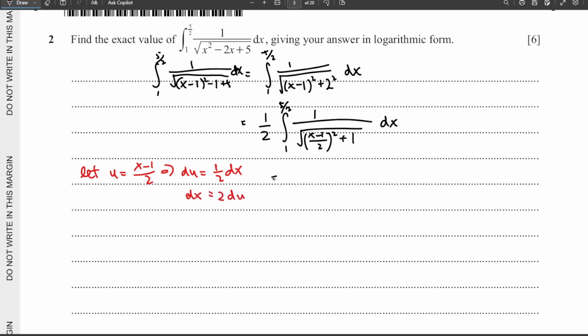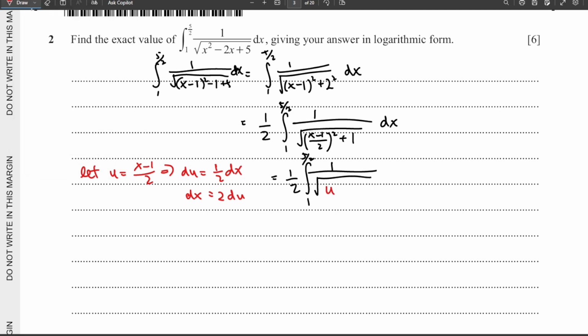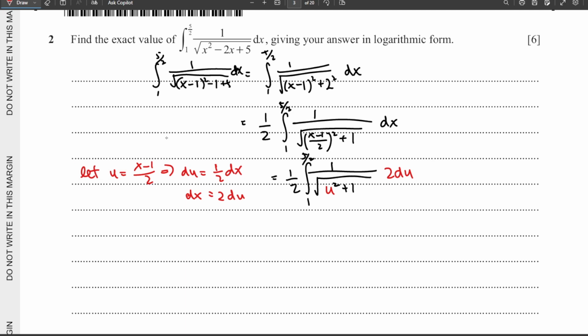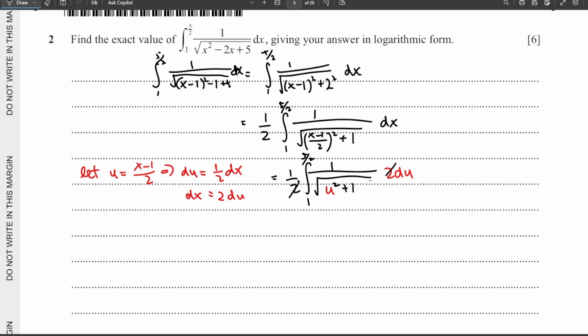Okay, now we can substitute. So we have half of the integral from 1 to 2.5 of 1 over the square root of, and this x minus 1 over 2 is our u, so it's u squared plus 1, and this dx will be substituted as 2 du. So there's no x anymore in this integral, so we can simplify. The 2 and 2 cancel, so everything is in terms of u now. So we have du over u squared plus 1.